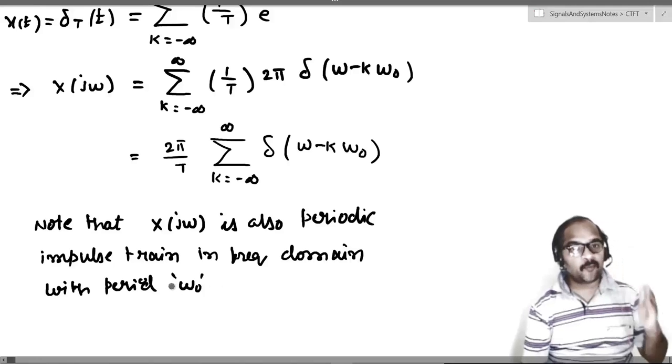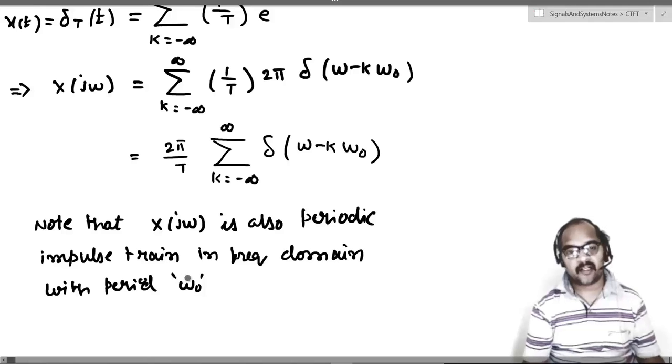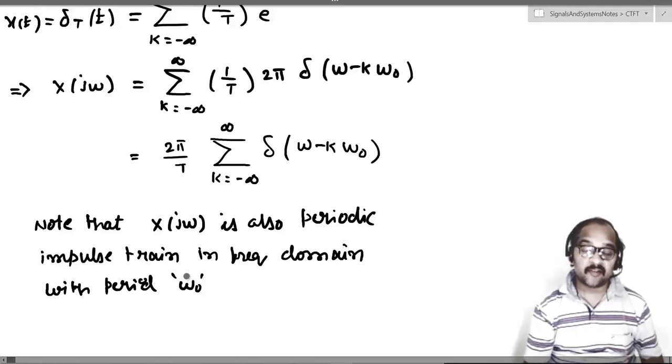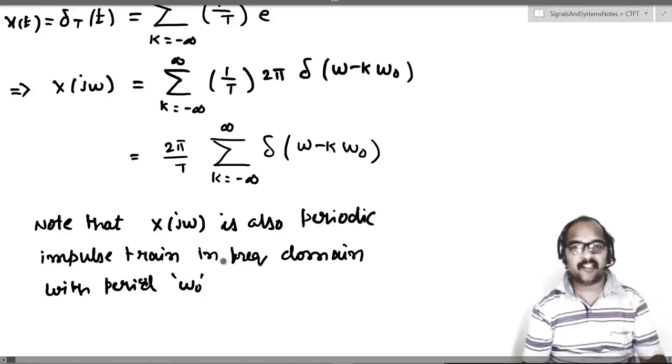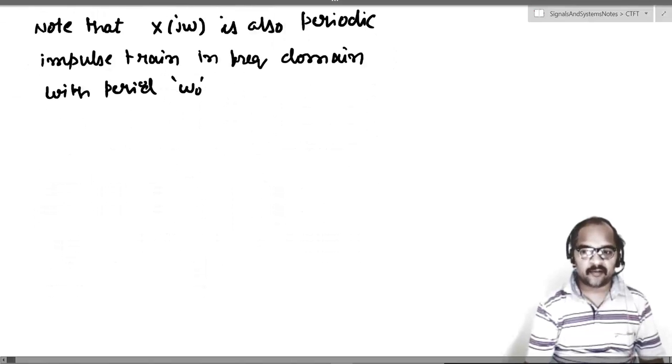Okay, so what is the time domain signal? The time domain signal is also a periodic impulse train, and the frequency domain signal is also a periodic impulse train. So this is a very special type of signal. So what is that? The signal will have itself as the Fourier transform. Okay, that is nice. We'll write that down.